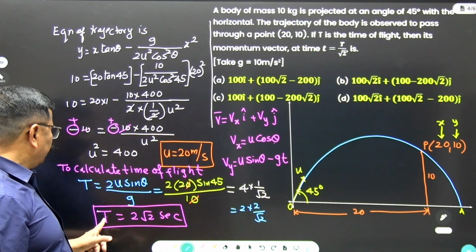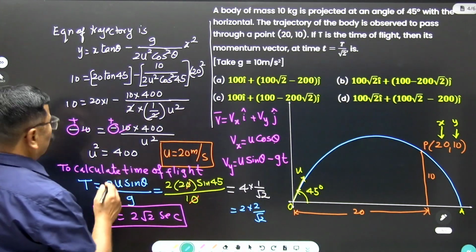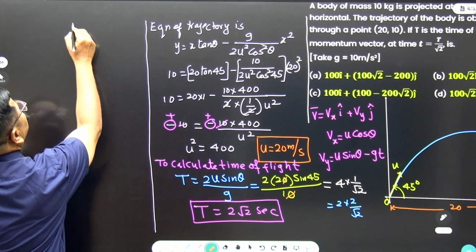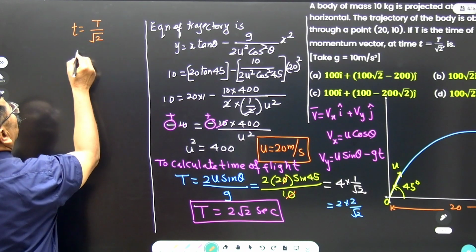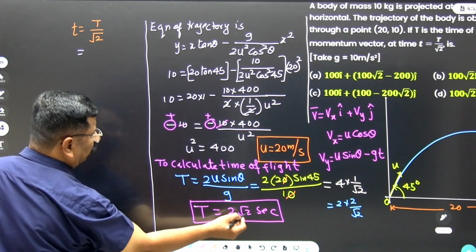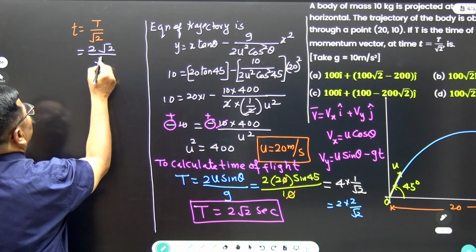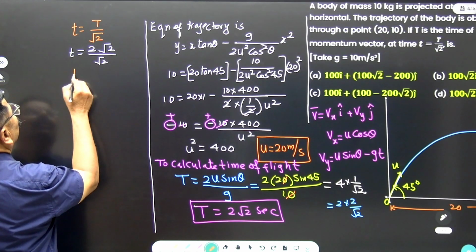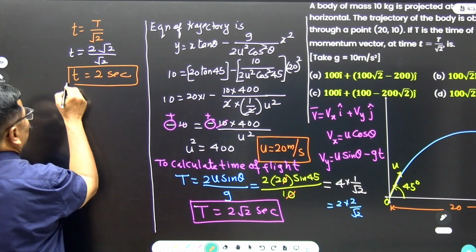So now we have got capital T. Now we need to find small t, so that we can find it easily. Small t is equal to capital T upon root 2. So what is capital T? Capital T is 2 root 2. Therefore, this is 2 root 2 divided by root 2. So small t comes to be 2 seconds.